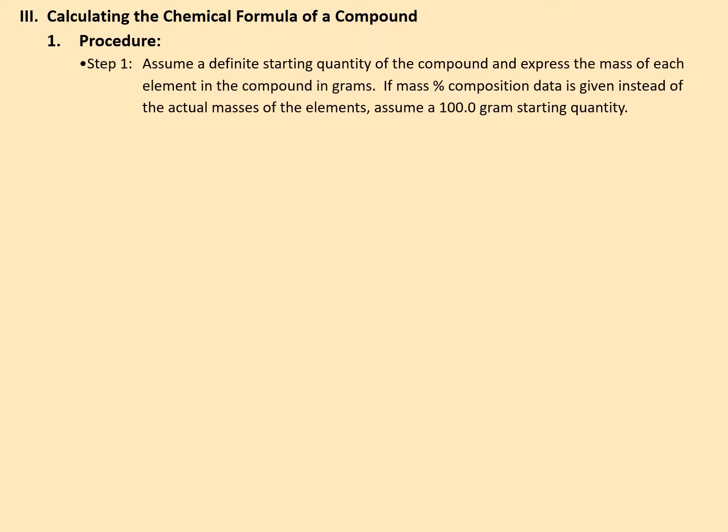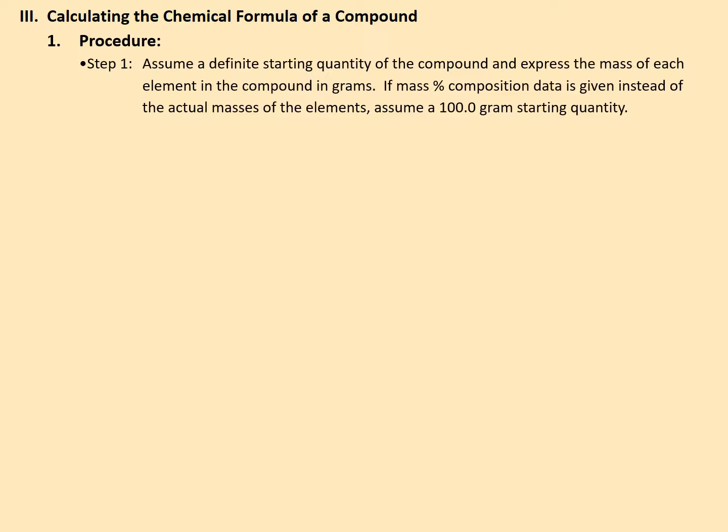So the first step is to identify the mass of each element in the compound. Now, I say here assume a definite starting quantity of the compound, and express the mass of each element in the compound in grams. Now, this may be given to you in the problem. You may be given experimental data where you know the mass of each element, or you may be given mass percent composition data instead, in which case you don't know the actual masses of the elements. You simply know the ratio of each of those elements in the compound by mass.